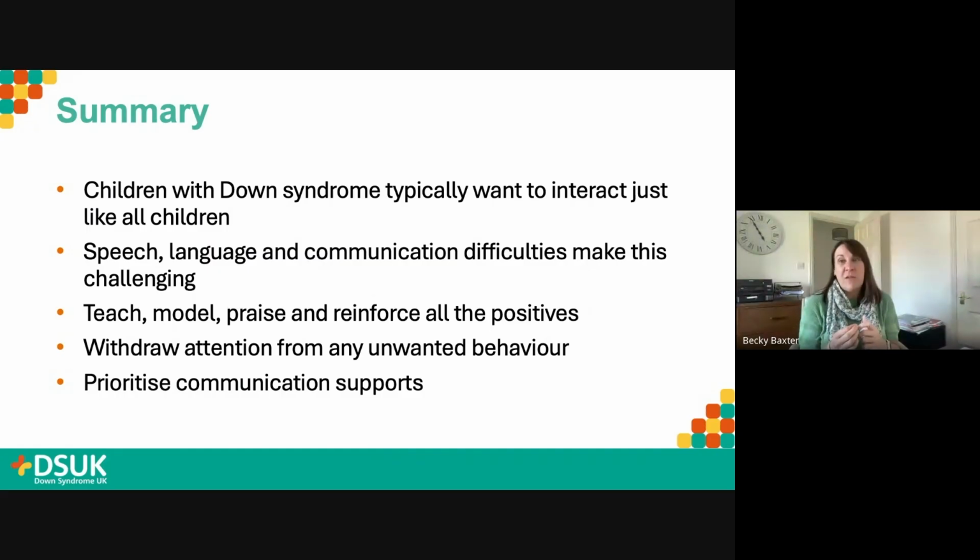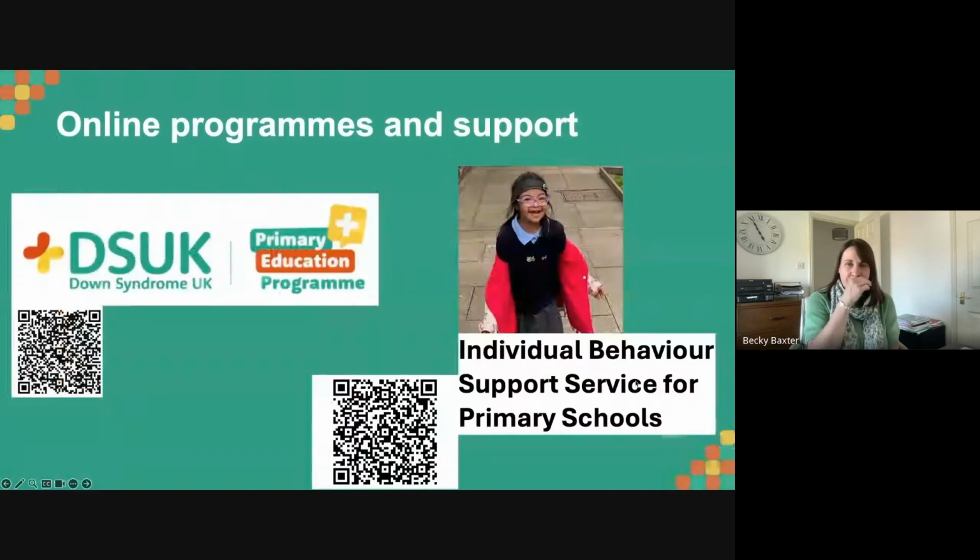Coming up to getting ready for the transition to the new year, starting to think, oh, summer term, you're going to be in year 4 next year. This is what year 4 pupils are like. Let's get ready and be a year 4 pupil. Let's teach you some new expectations. And we draw attention from any unwanted behaviour and prioritise communication support. So we have more communication supports, we'd be a lot more successful.